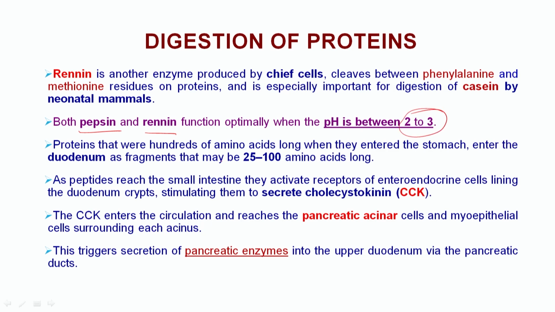The proteins that were hundreds of amino acids long when they entered the stomach enter the duodenum as fragments that may be 25 to 100 amino acids long. As peptides reach the small intestine, they activate the receptors of the enteroendocrine cells lining the duodenum crypts, stimulating the secretion of cholecystokinin, CCK. The CCK enters the circulation and reaches the pancreatic acinar cells and myoepithelial cells surrounding each acinus. This triggers the pancreatic enzyme secretions into the upper duodenum via the pancreatic ducts.